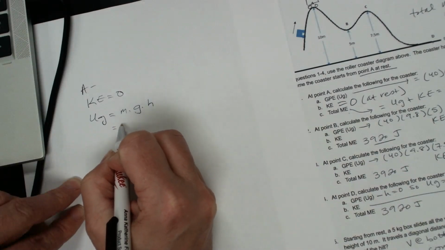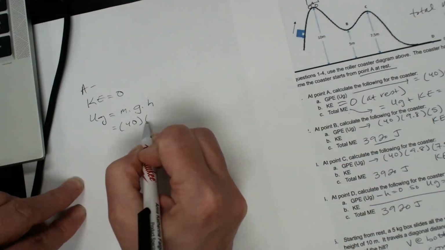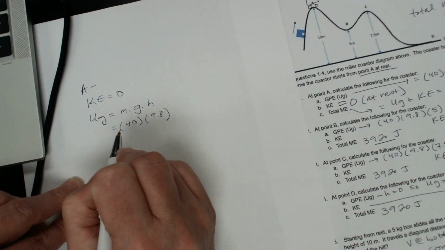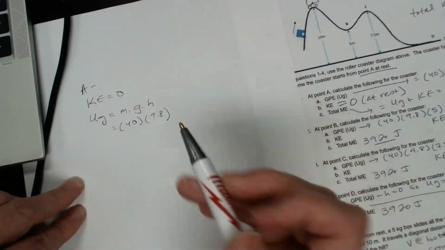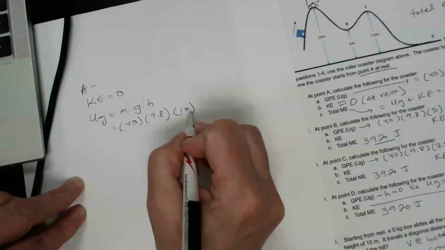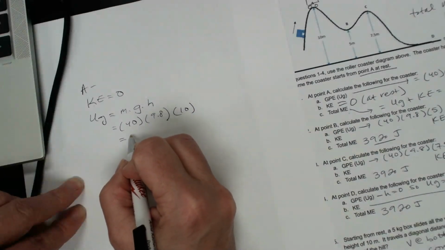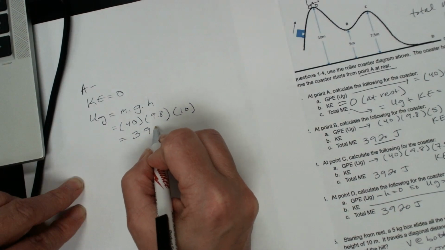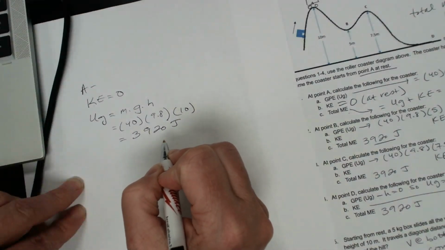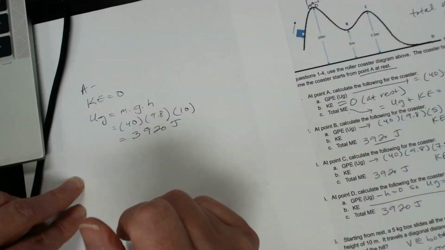My mass is 40 kilograms. G is still 9.8. And my height at this top point is 10 meters. So I multiply that all out, and I get 3,920 joules. Remember, joules is our unit for energy.